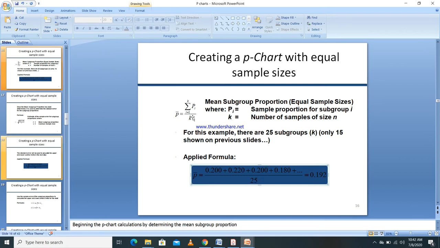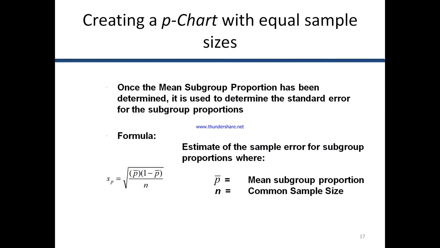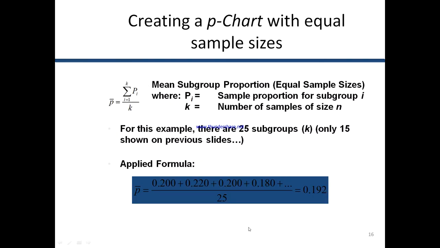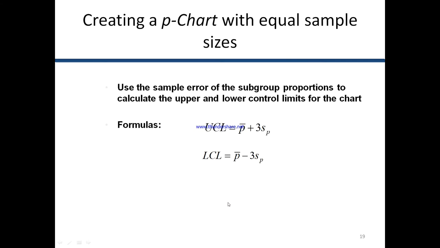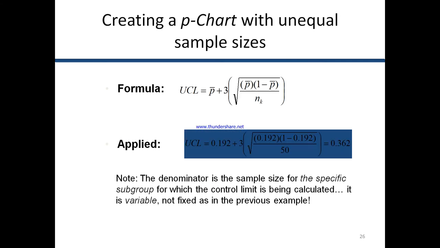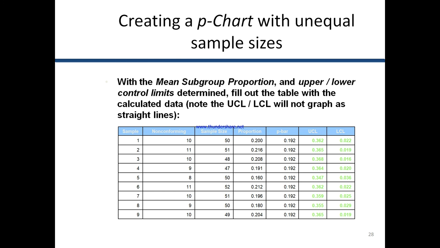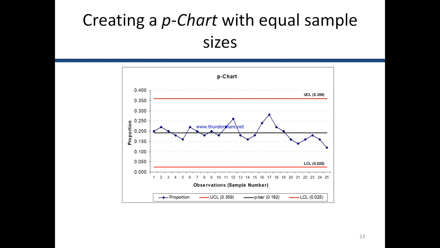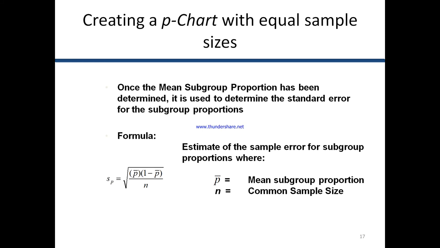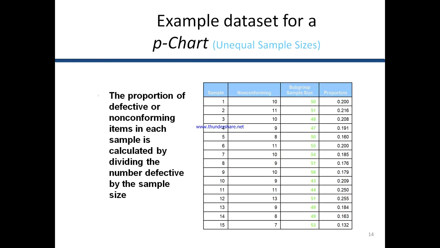Because k is the number of samples of size n, we have 25 samples of size 50. So there is a mistake. You have to divide it by 25, right? And then if you take the second data set, here you have again 25 samples, only the first 15 data points are visible, but here you have different sample sizes.